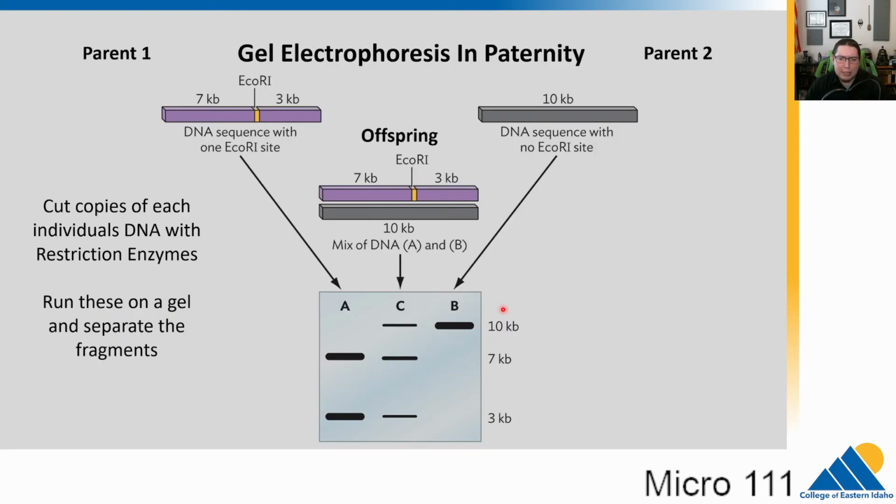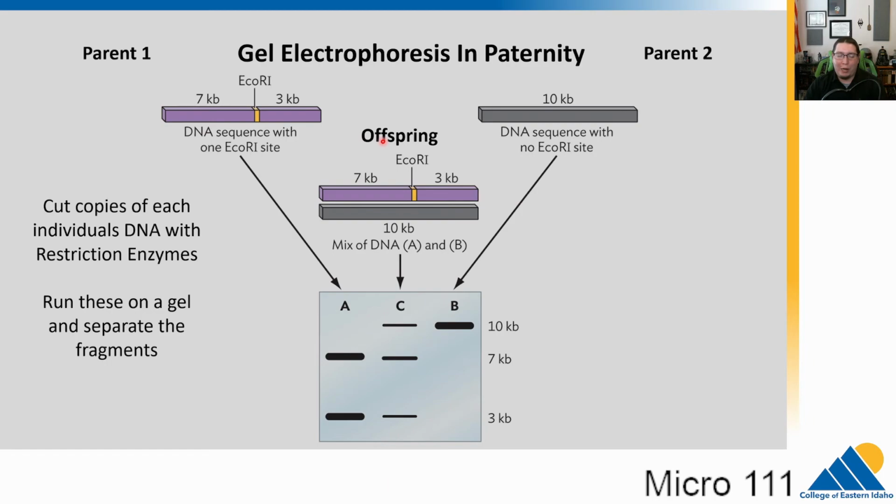Another way is what I like to call the Maury Povich test. The "are you the father" test, right? So we have two parents here, parent 1 and parent 2. There's a sequence of DNA in their genome. Parent 1 has what's called a restriction enzyme site, a place where a restriction enzyme can cut. This whole region is 10,000 bases, or 10 kilobases, long. This restriction site means that it gets cut into two parts. One of them is 7,000 bases long, the other is 3,000 bases long. Parent 2 doesn't have the restriction site.